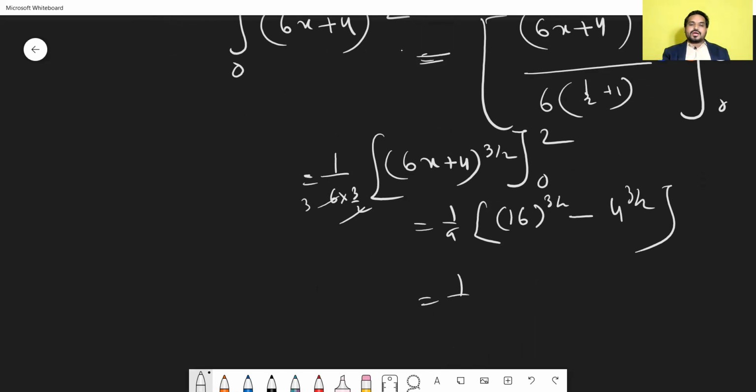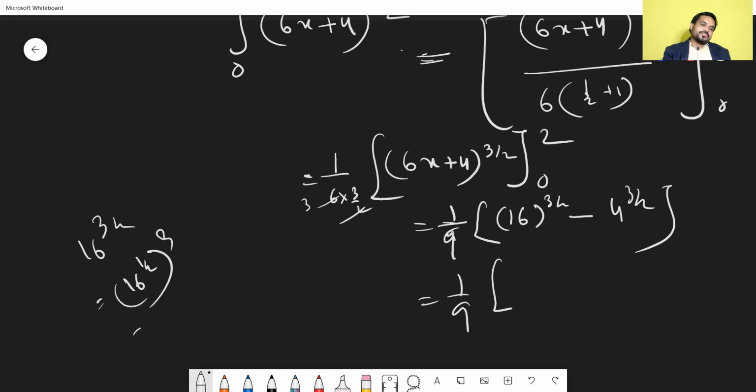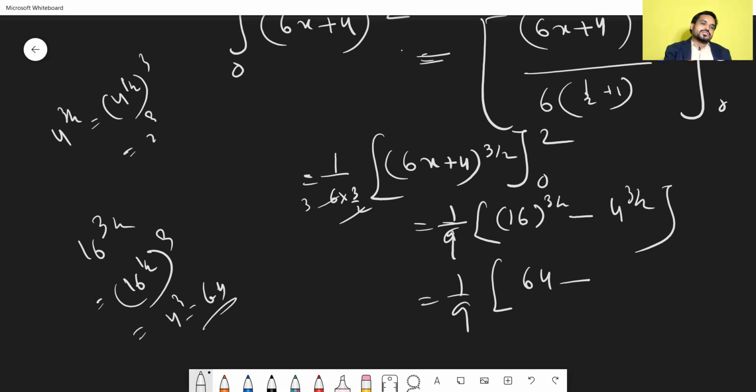Now solve it. 1 by 9, 16 to the 3 by 2 is what? 16 to the power 3 by 2 means 16 to the power 1 by 2 to the power 3. 16 to 1 by 2 is 4, 4 to the 3, 64. So this value is 64 minus 4 to the power 3 by 2. 4 to the power 1 by 2 to the power 3 is 2 to the 3, that is 8. So 64 minus 8, that is 56. 56 by 9. So this answer is 56 by 9.